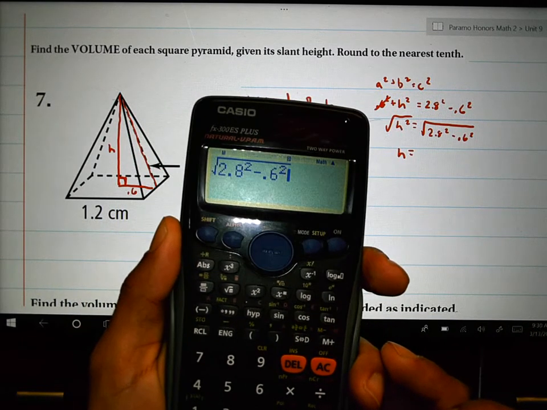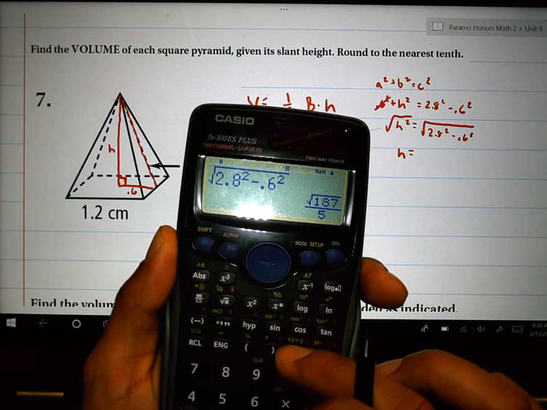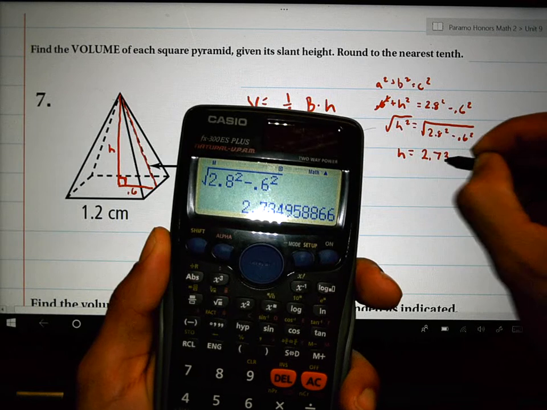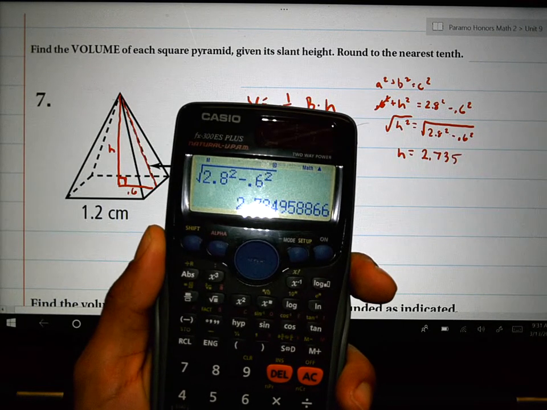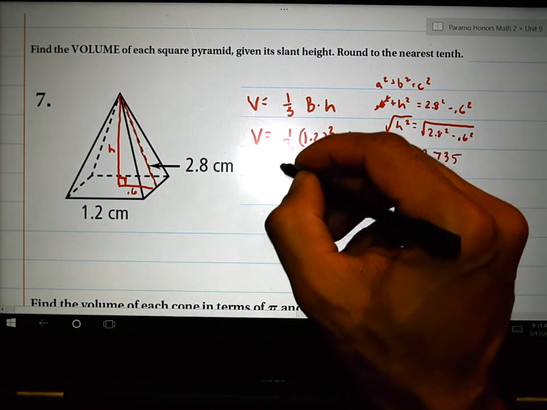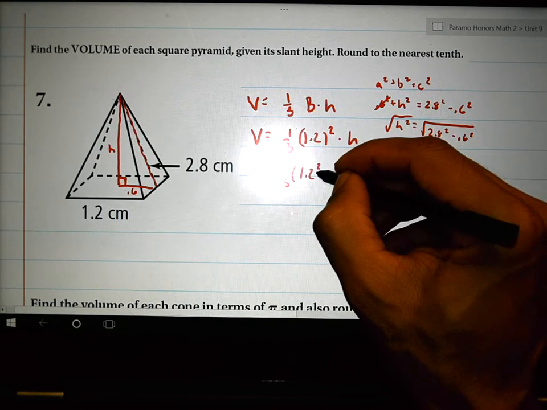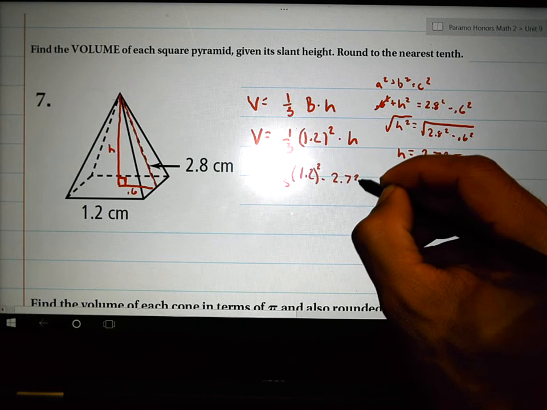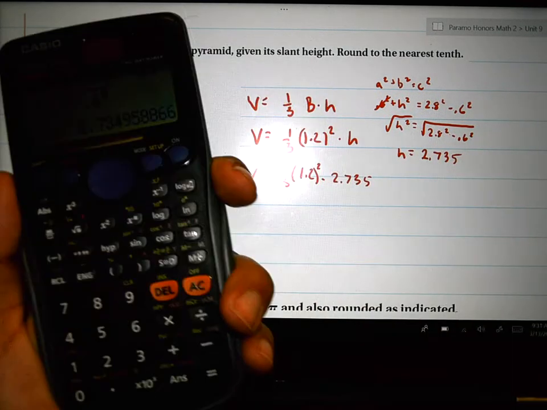2.8 squared minus 0.6 squared. It gives me that. I'm going to say it's about 2.735-ish. Now I can take that and plug it into my formula: 1/3 times 1.2 squared times 2.735. The best part is it's already in my calculator. So I already have that value.